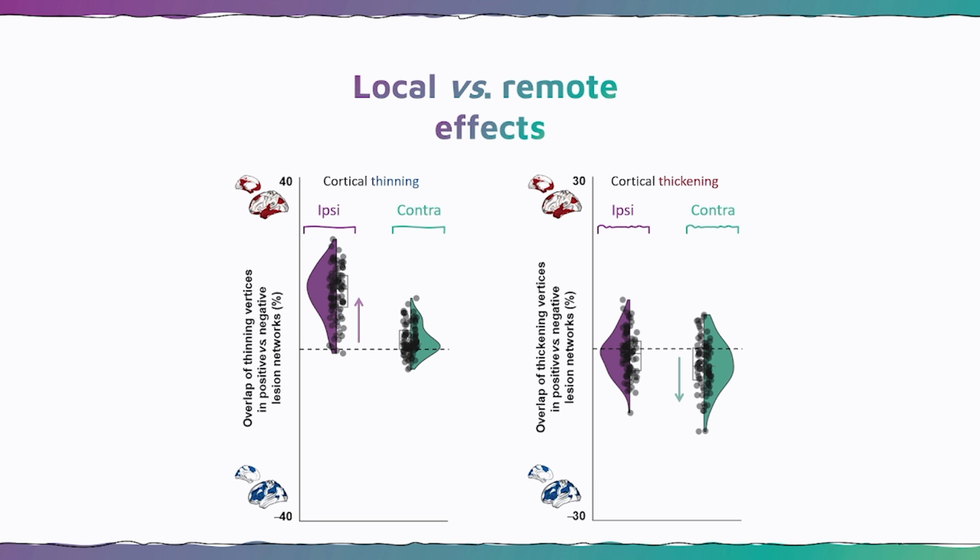And we further split these associations according to ipsilesional versus contralesional hemispheres. And we see that most of the thinning actually occurs in the ipsilesional hemisphere, so in areas near the resection site, possibly, whereas stronger thickening effects were actually observed quite far from the resection site, into the contralesional hemisphere.